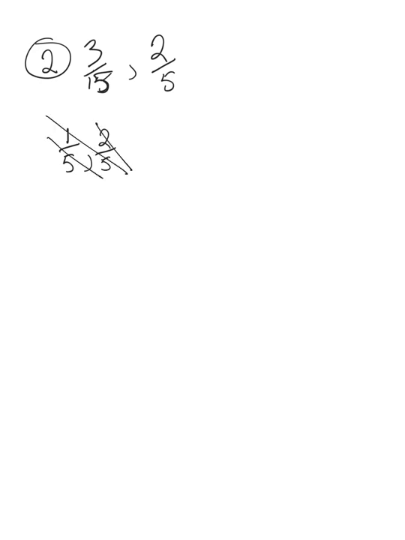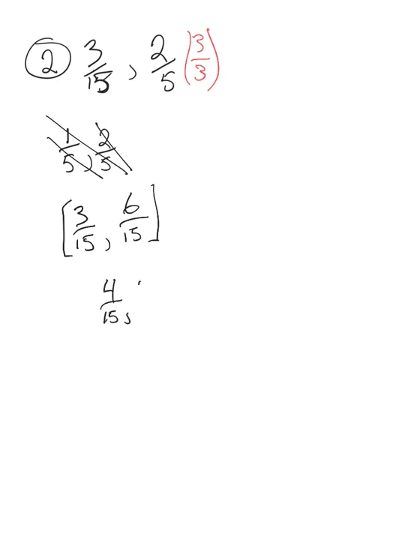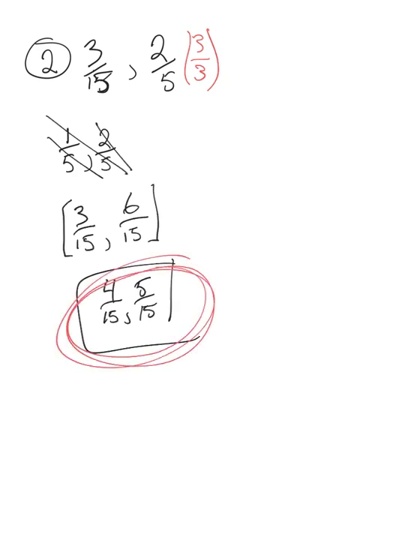So your second option, and your better option and easier option, is to realize that if you multiplied the second by 3, you'll actually get 3/15 and 6/15, which is much easier to find a number because now you can pick 4/15 or 5/15 as your number between, because both of those are between 3/15 and 2/5.